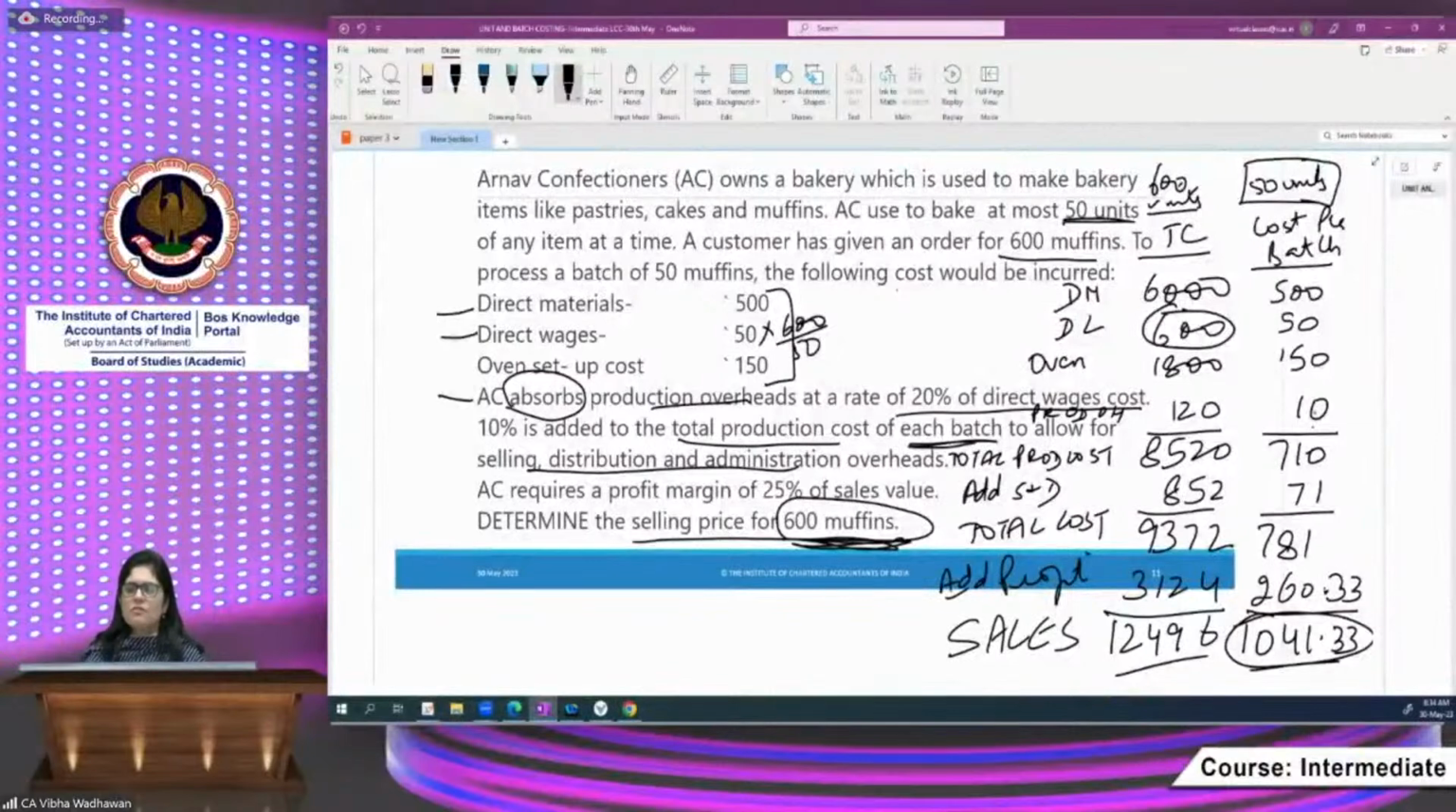Clear? So we have simultaneously calculated cost per batch and selling price per batch. So you have to calculate this and selling price for 600 units. So this is for per batch. Clear? 1041.33 is for one batch.